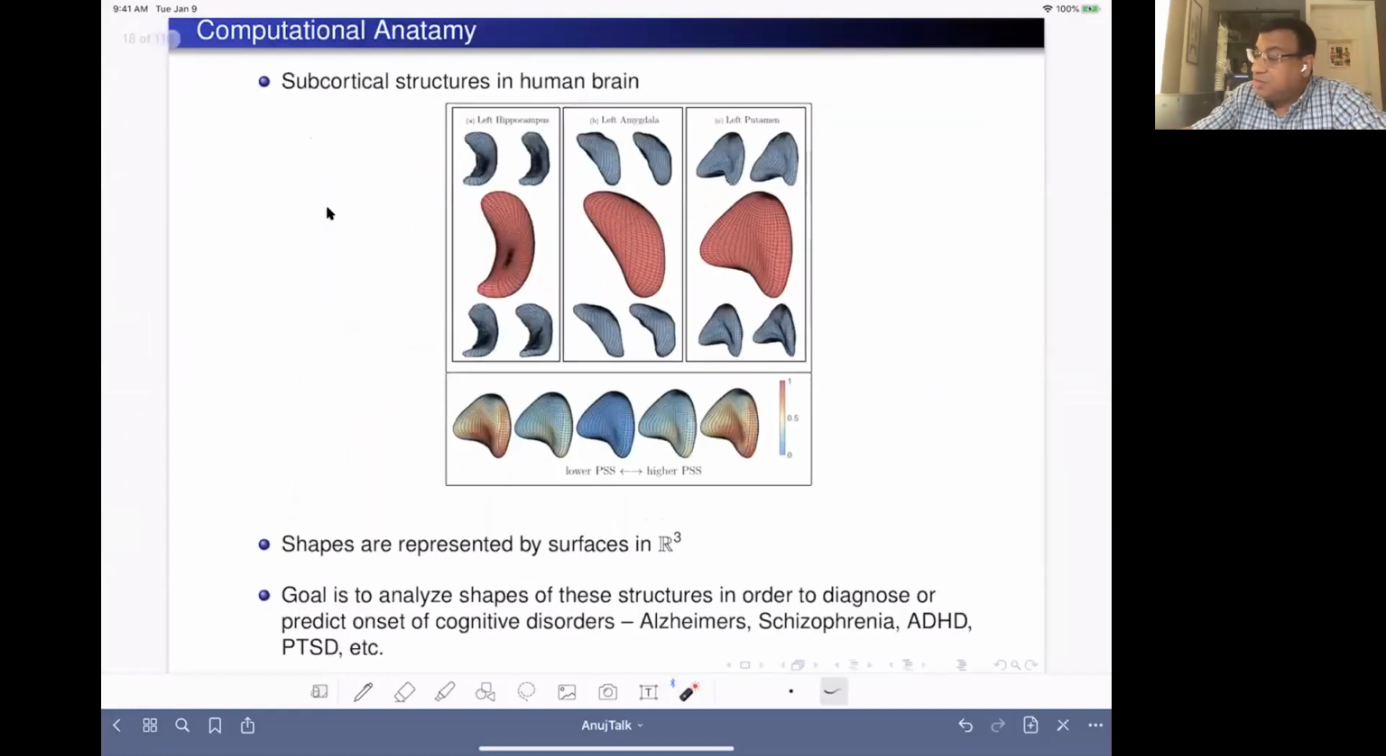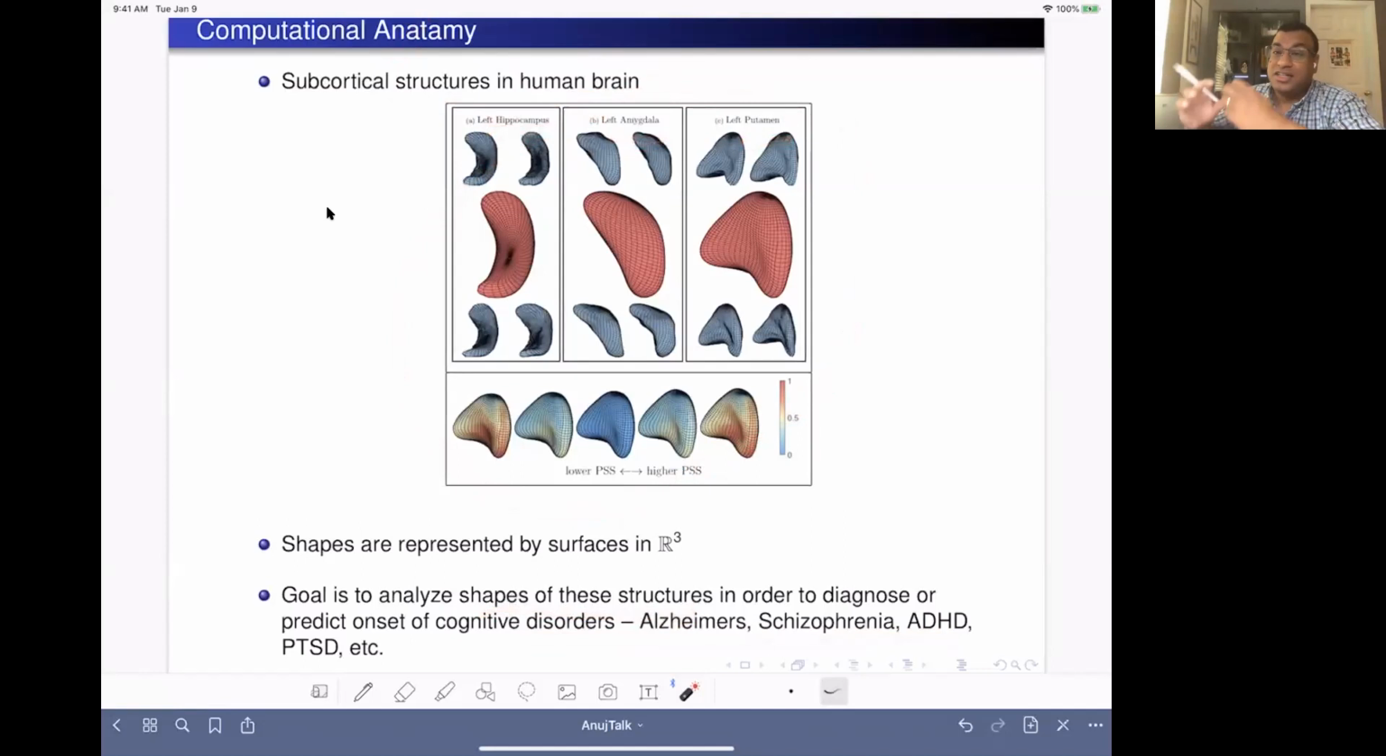I have spent quite a bit of time working in computational anatomy. What computational anatomy does is we look at things like MRI scans of human brains, and we are interested in analyzing structures, especially subcortical structures like the hippocampus, amygdala, and putamen. These are very small, like the size of a pinky. The hippocampus is in the brain on the left and the right side.